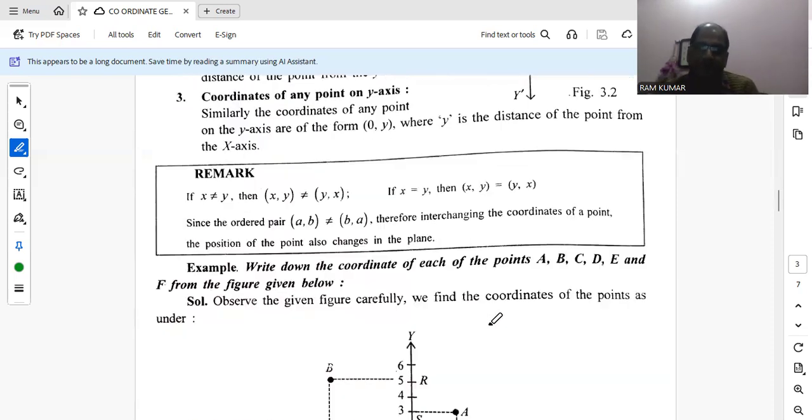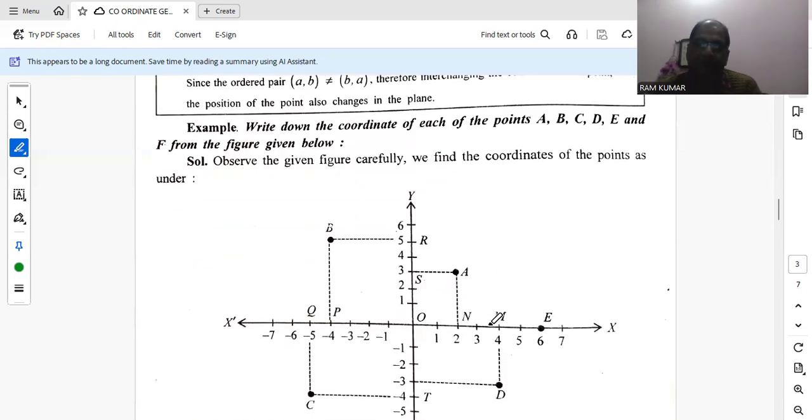After that, here certain points are given. For example, from here you can learn how to represent the point. So here point A is given. And if you are going to find out the coordinate of point A, then first of all you have to move to the right along the x-axis, then you have to go 2 units, and after that you have to go up to 3. So the coordinates of A are 2, 3. So 2, 3 are the coordinates of the point A.